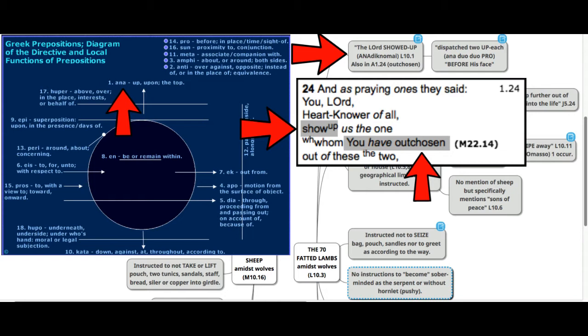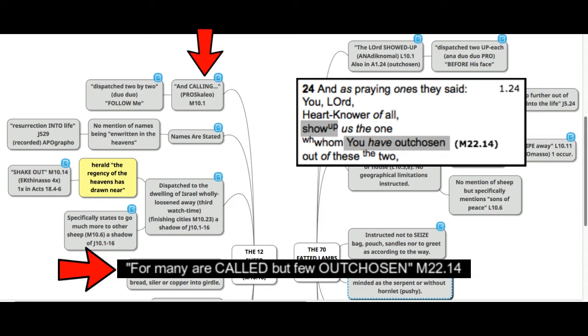Anadiknomai is also according to out choice, where the statement "for many are called but few out chosen," seen in Matthew 22:14, is something that I discuss in my video The Wedding Feasts, which parallel the calling of the 12 and the out choice of the 70.